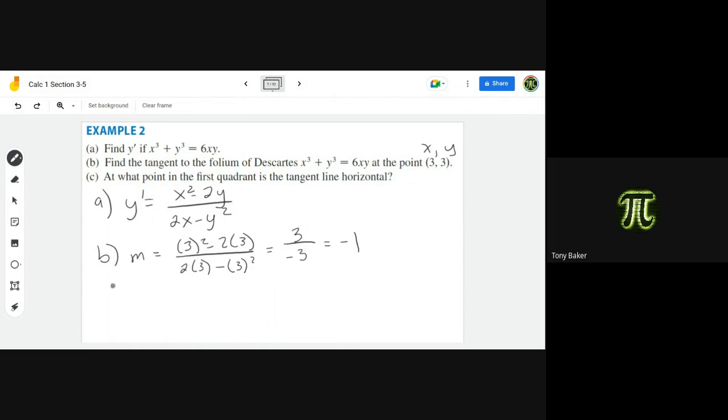So y minus 3 equals -1 times x minus 3. So y equals -x plus 6. That's my tangent line. Yeah, that one worked out nice.